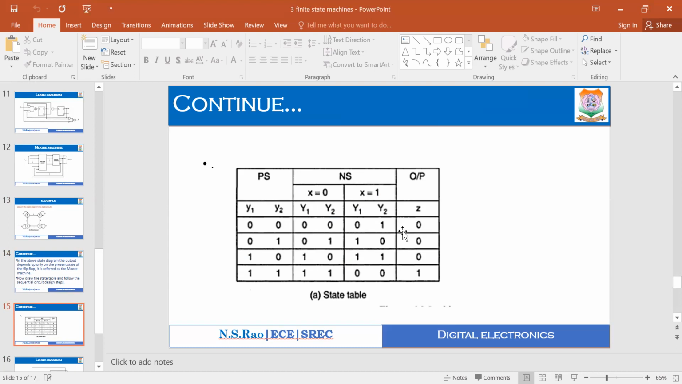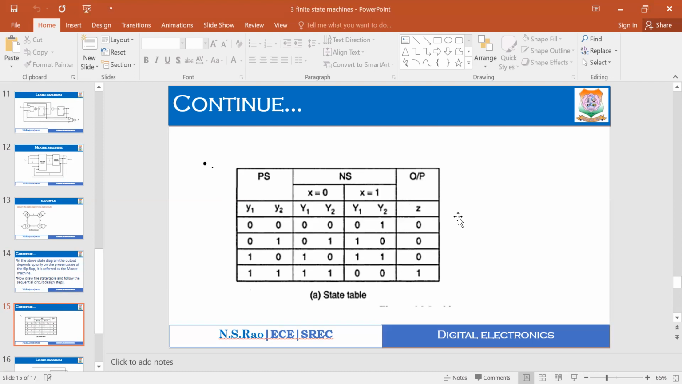As the output is constant, for the 0 0 state, the output is 0. For the 0 1 state, the output is 0. For the 1 0 state, the output is 0. For the 1 1 state, the output is 1 here. And we are taking the same conditions for 0 0. It moves to the 0 0 state when the condition is 0. The 0 0 state moves to the 0 1 state when the condition is 1.